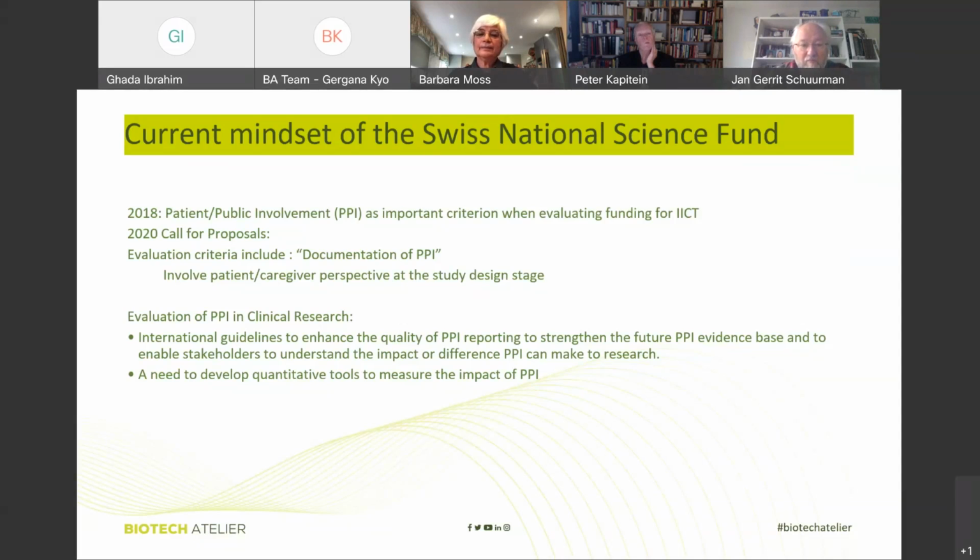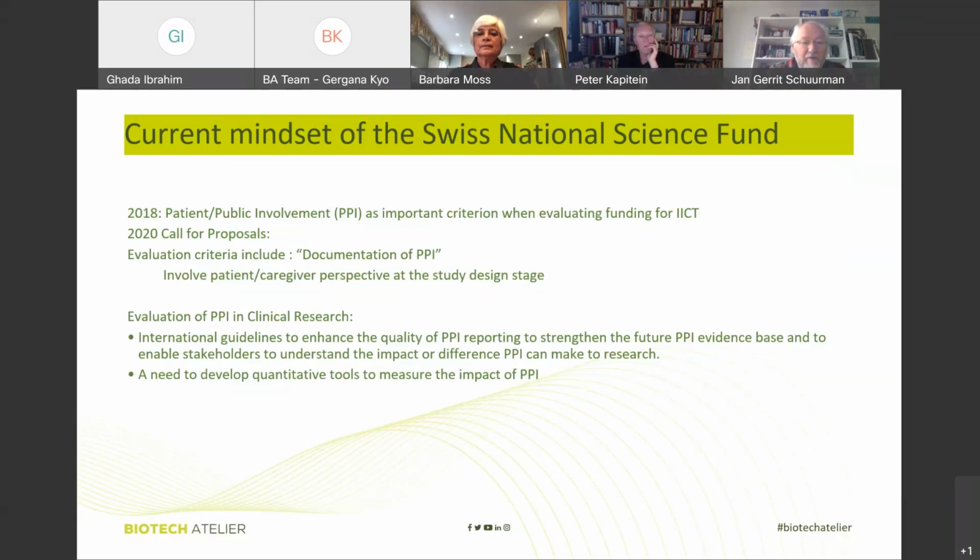But what does that really mean? So what happens is now that we are trying to evaluate the impact that patient-public involvement in clinical research really means. So international guidelines are being developed to enhance the quality of PPI reporting, to strengthen the future of PPI evidence base, and to enable stakeholders to understand the impact or difference that PPI can make to research.